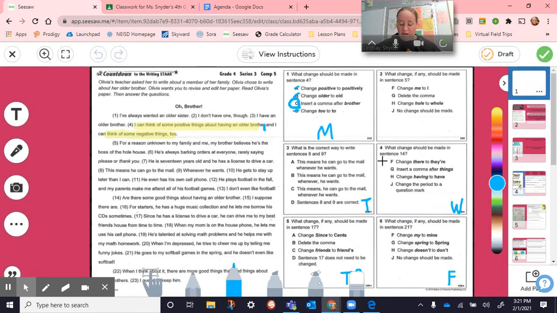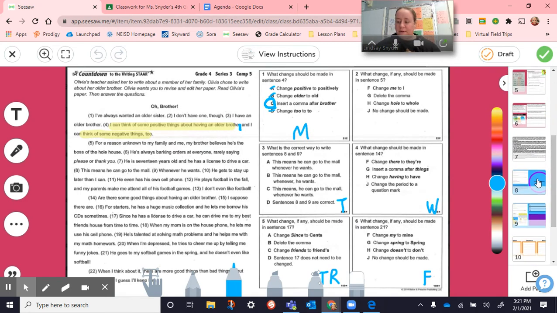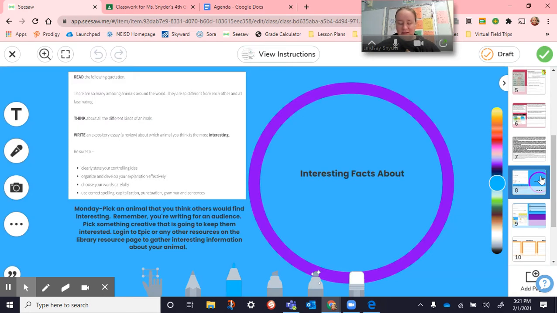You've got all of the encyclopedias and things like that on there. You've got PebbleGo. Any of those can be used. But we're writing about which animal we think is the most interesting. So we're picking an interesting animal, and then we are explaining why it is. So Monday, I put on here, pick an animal that you think others would find interesting. Remember, you're writing for an audience. Pick something creative that is going to keep them interested. Log into Epic or any other resources on the library resource page to gather interesting information about your animal.